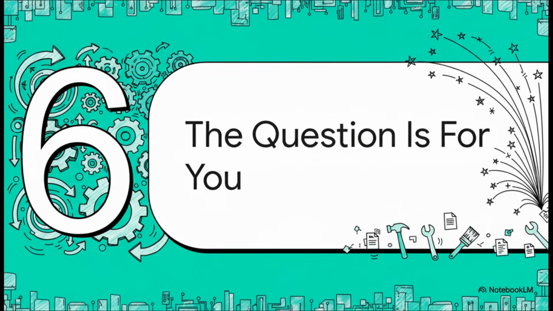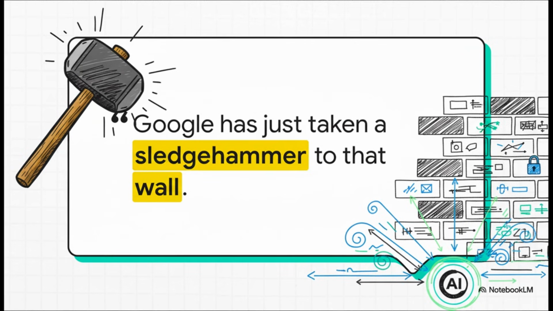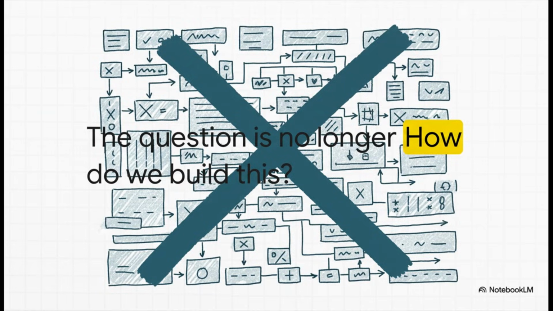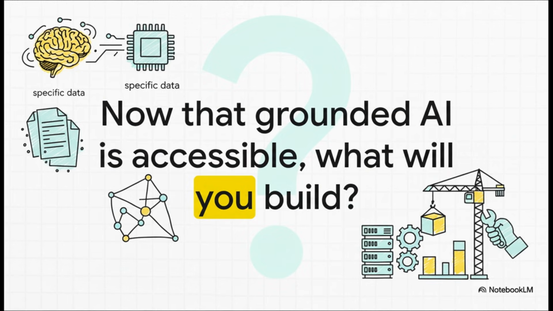This all leads to a really profound shift. It's not just about the tech, it's about what's now possible for you, for the builders and the creators out there. You know, for years, the power to build AI that truly understands your private data was locked away behind this huge wall of complexity and cost. Well, with file search, Google has just taken a sledgehammer to that wall. The whole game has changed. The fundamental challenge has shifted. For developers, the question isn't how on earth do we even begin to build this complex system anymore? That part's been solved. The real question is now for you. With this kind of grounded AI being so accessible and so affordable, what are you going to build?